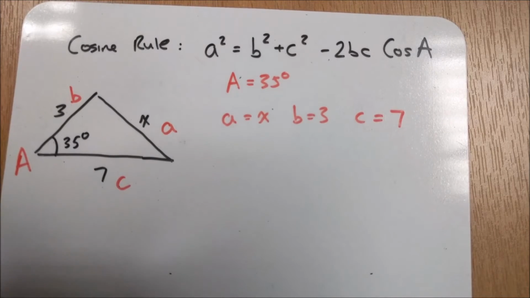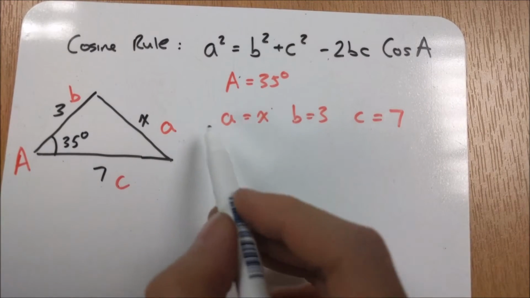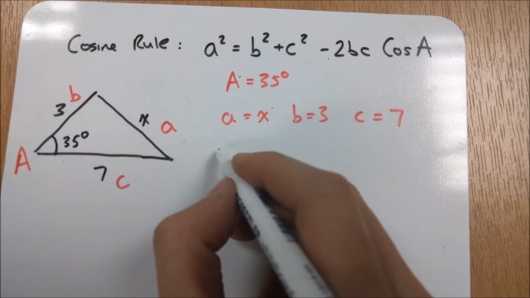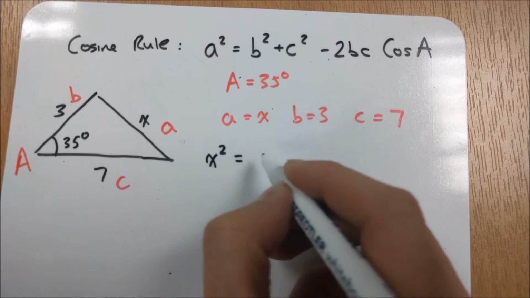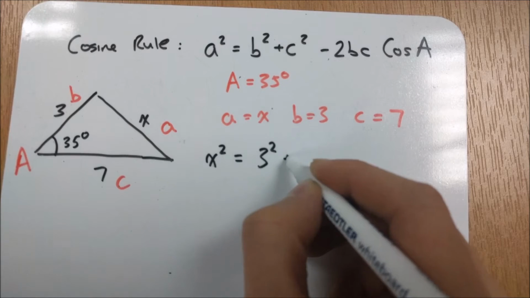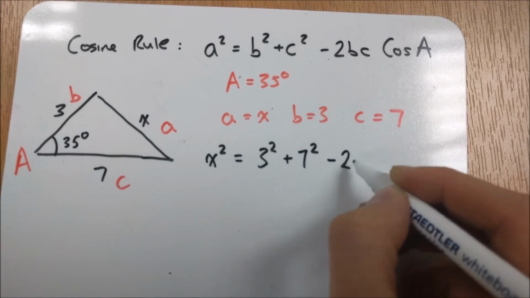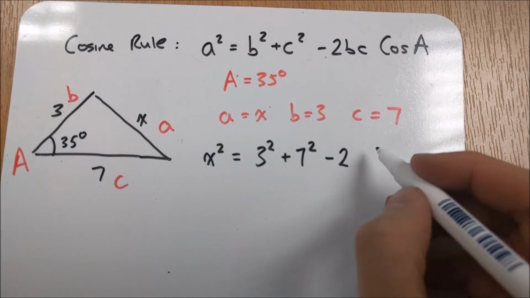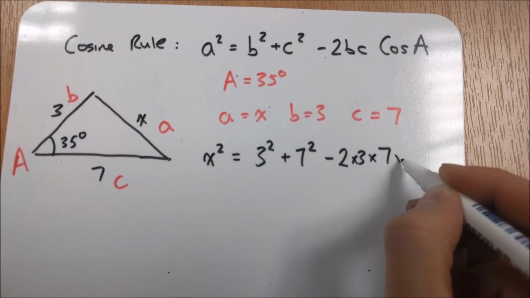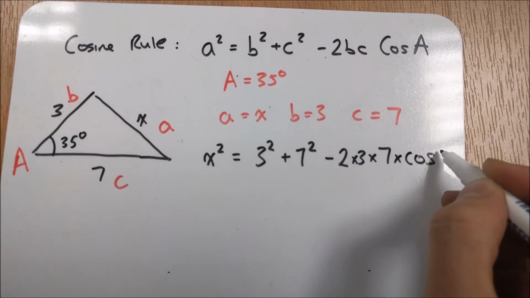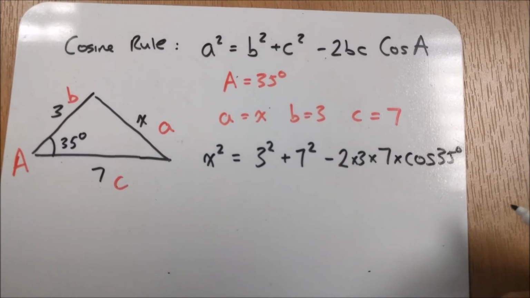Again, just like the sine rule, it's now a simple matter of putting it into the equation. So I have a squared, which is x squared, equals b squared, which is 3 squared, plus 7 squared minus 2bc, which is 2 times 3 times 7, times cos A, which is cos 35 degrees.